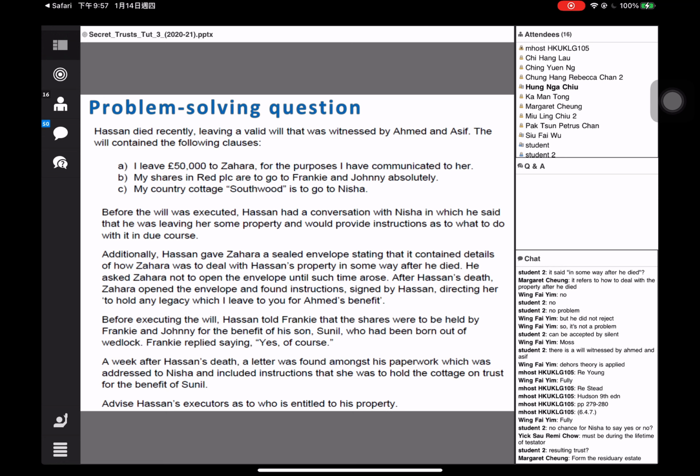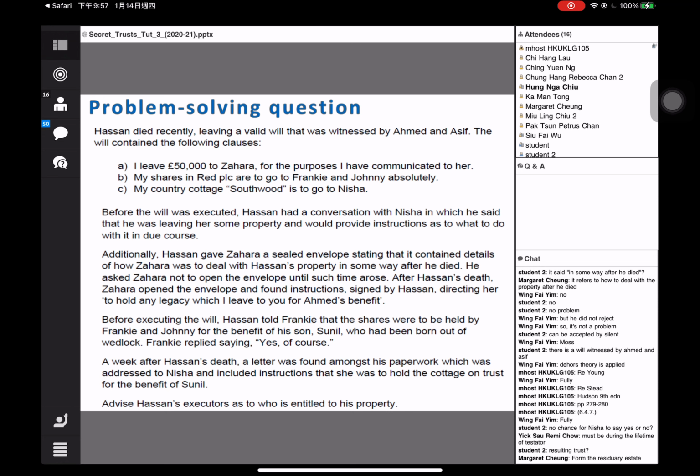Who will benefit from the residuary estate? The residuary beneficiaries. Whoever the residuary beneficiaries are. I told you before, when you're writing a will, you have to dispose of everything. You have to dispose of all of your property. But of course, you won't know about everything when you write your will.